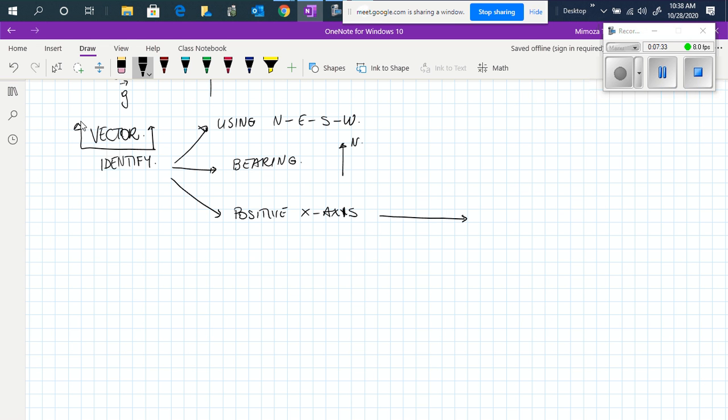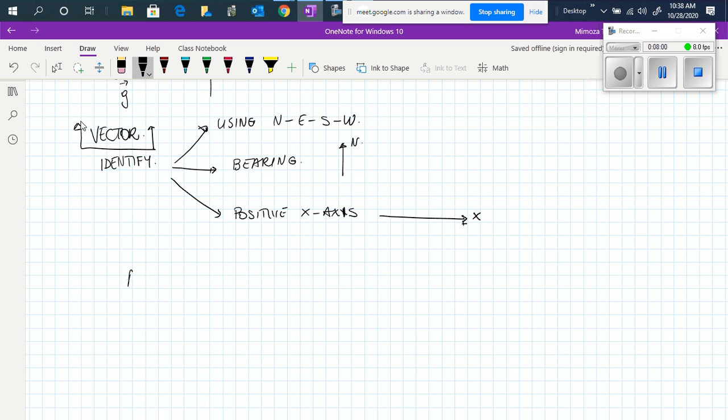So this one here, positive x-axis. We have seen that bearing and positive x-axis is barely used in physics. So for the purposes of this review, I will focus more on the northeast, southwest axis. If you want to know about bearing, you can refer to the videos that are on the lessons.